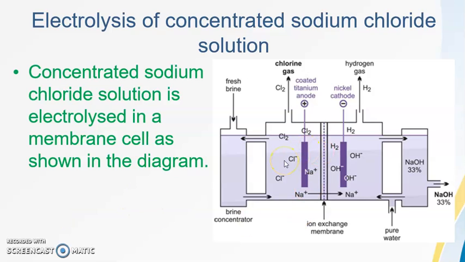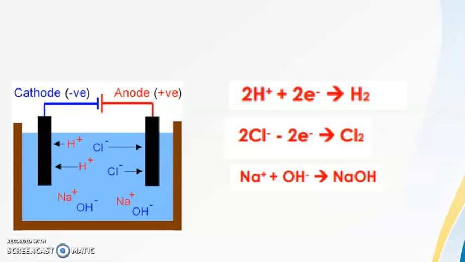As you can see, the chlorine gas is formed at the anode and the hydrogen gas is formed at the cathode. The sodium and hydroxide ions react together to form sodium hydroxide. The sodium and hydroxide ions collect in the cathode compartment. The sodium hydroxide solution is removed and purified.